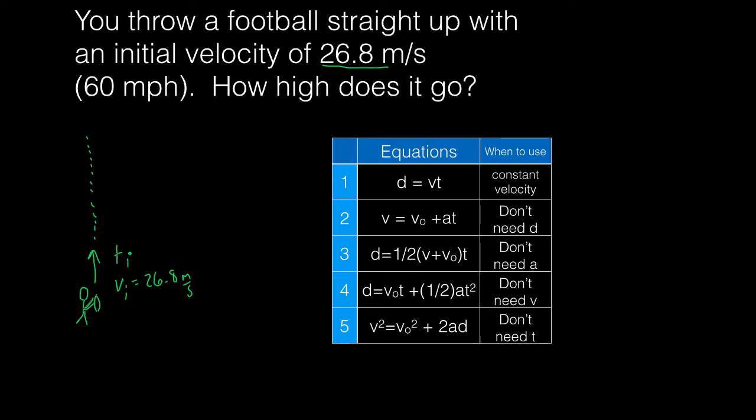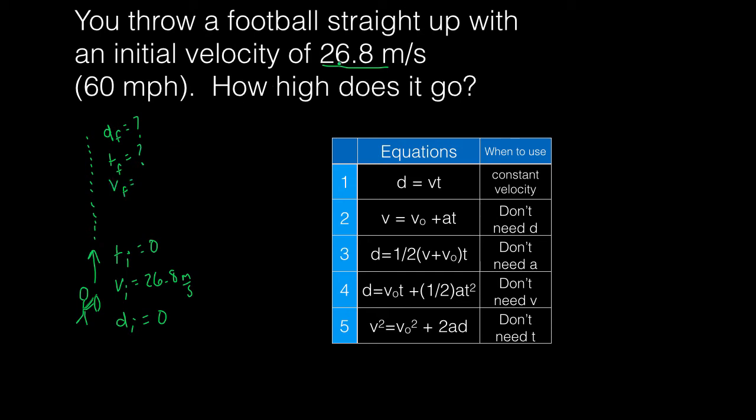Time initial will always be 0 seconds, and displacement initial, the point at which you release the football, is always, I always like to call that point 0. Okay, we know it's going to go up, and it's going to have a displacement final, which we don't know. It's going to have a time final, which it doesn't tell us that either. And it's going to have a velocity final.